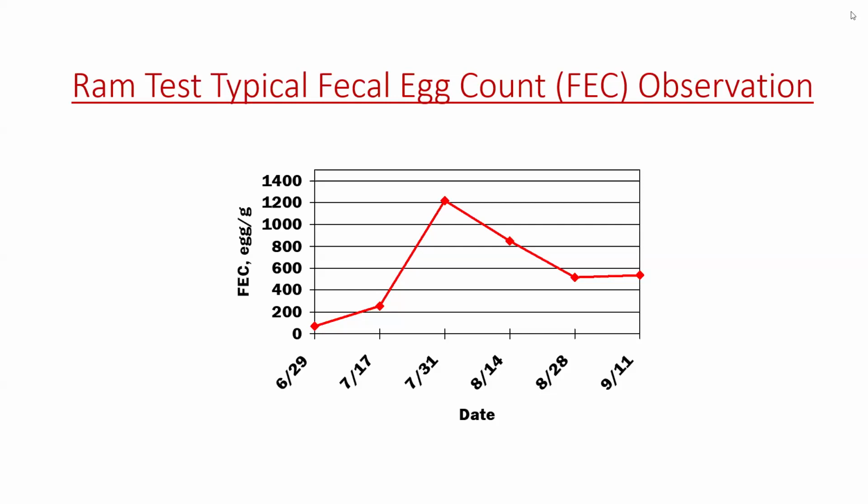Well, then that ram's immune system kicks in. It says, hey, we've got a problem here. We need to do something about it. That animal recognizes that it's parasitized. Its immune system kicks into gear and starts to get rid of some of those worms on its own. And he comes back down, plateaus, and he's fine. He doesn't really require a deworming. He just managed it all by himself.